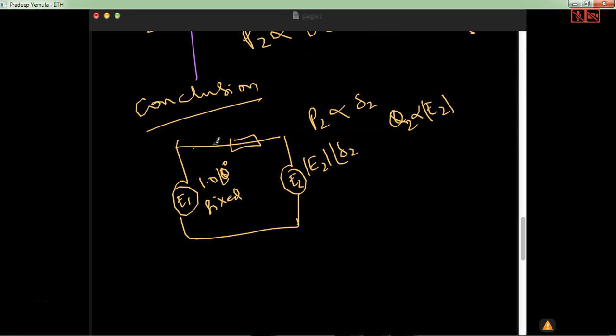So how to control the power flow on this line? If I want to increase the power flow on this line, then I have to decrease delta 2, so more power will flow in this direction. Similarly, how to control the Q on this line? To control the Q, I can control the magnitude of E2. If I increase E2, then the Q will reduce. If I reduce E2, then the Q will increase. So this is the main understanding of how power flows on a transmission line.